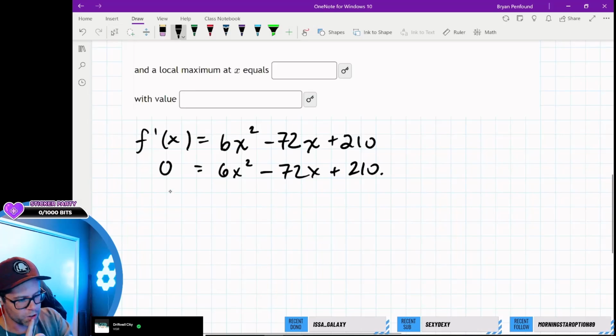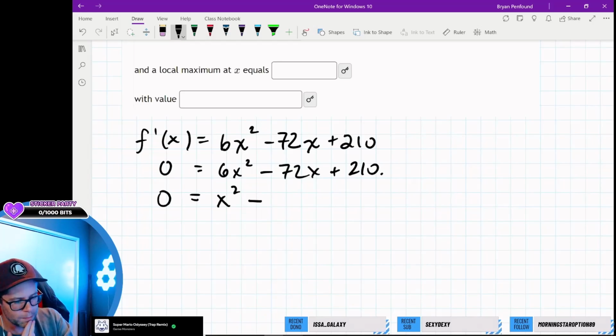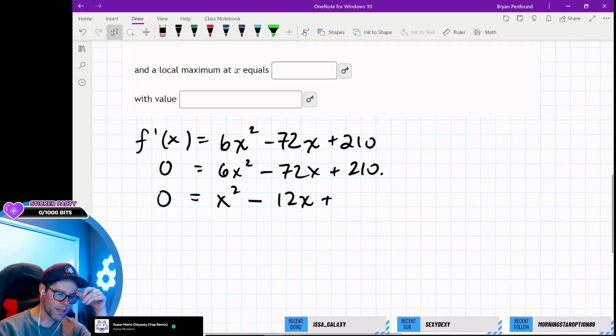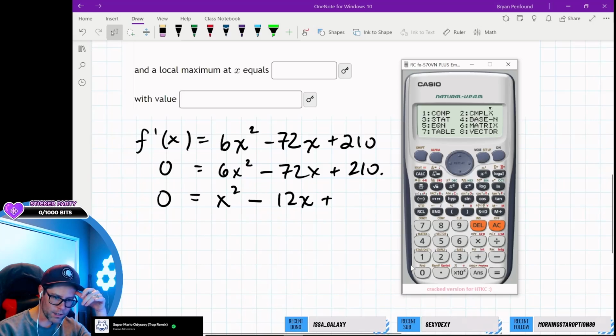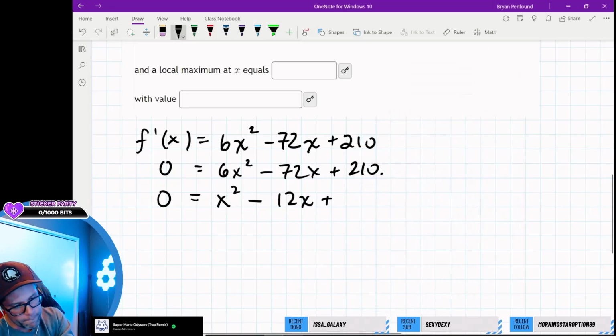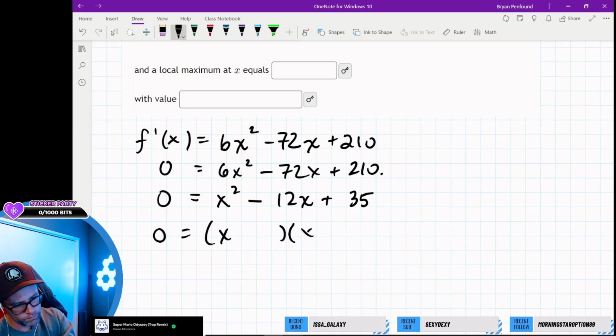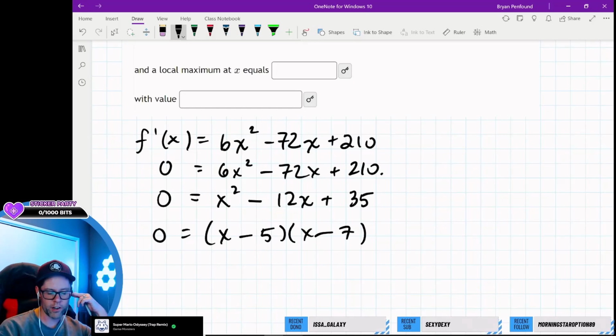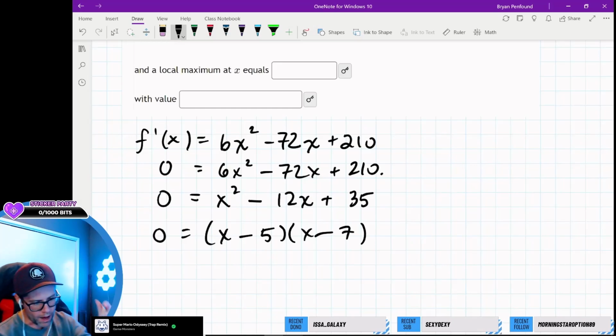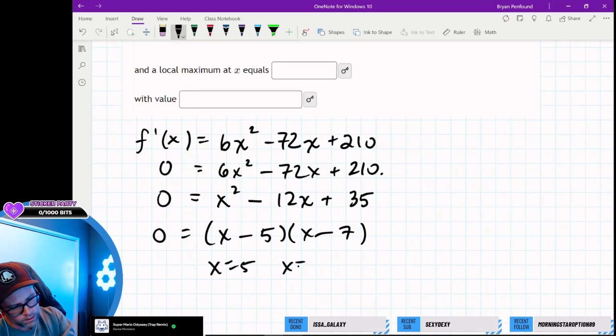So let's see if we can show that algebraically. I could probably divide everything by 6. 72 divided by 6 is 12. 210 divided by 6, I don't know what that is, though. 210 over 6 is 35. Okay, so that makes sense why we're getting 7s and 5s. And then if we want to factor this, the 7 and the 5 become a little bit more clear in the factorization process. So 5 and 7 are going to be the particular places where we could have maxes and mins.